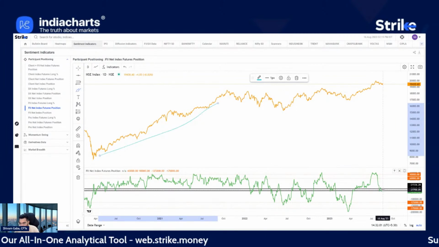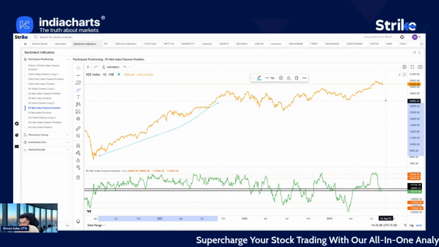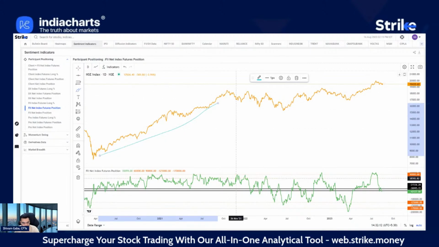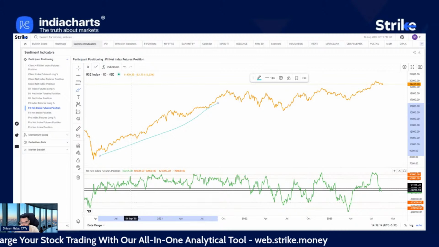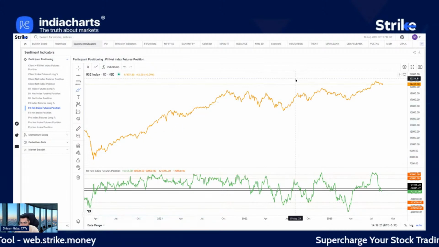If we see recovery from here, so that the FIIs start to cover their shorts in index futures, then this is where we can expect a short term or a medium term bottom in the market. So this explains that from a bull market perspective, we are at the bottom end of the range in terms of the number of contracts held in index futures.